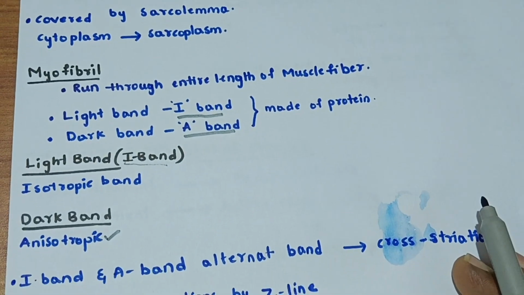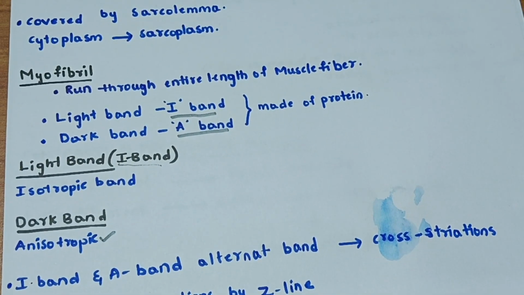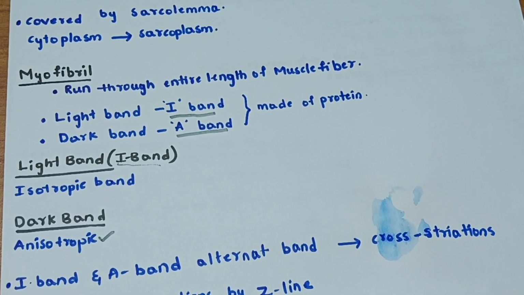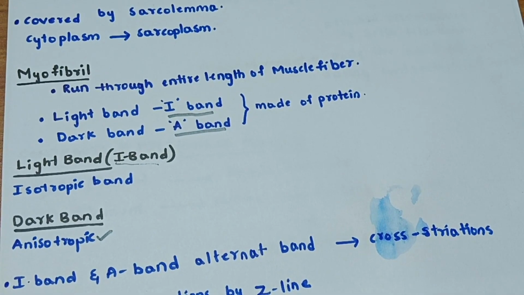The I band and the A band are alternately presented. As they are alternately presented, they show cross striations. Cross striations are shown by the I and A bands alternately.